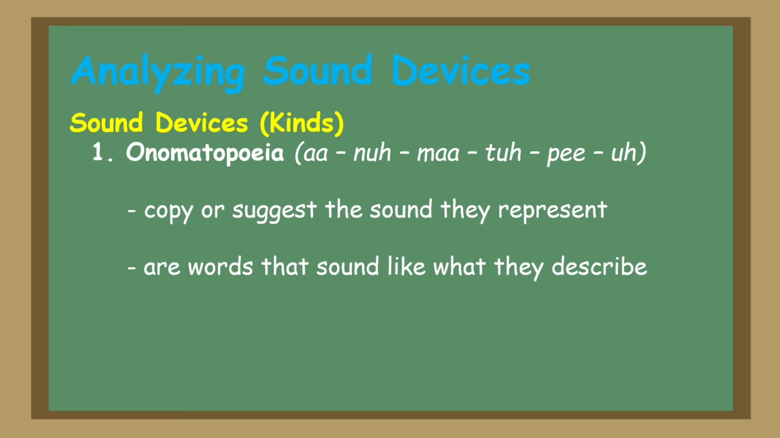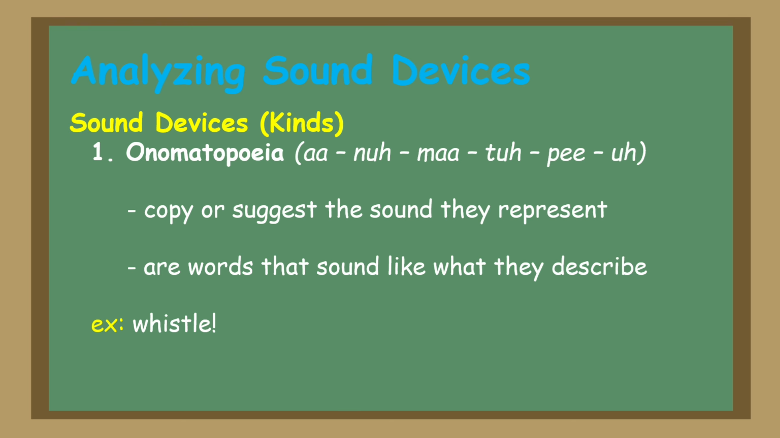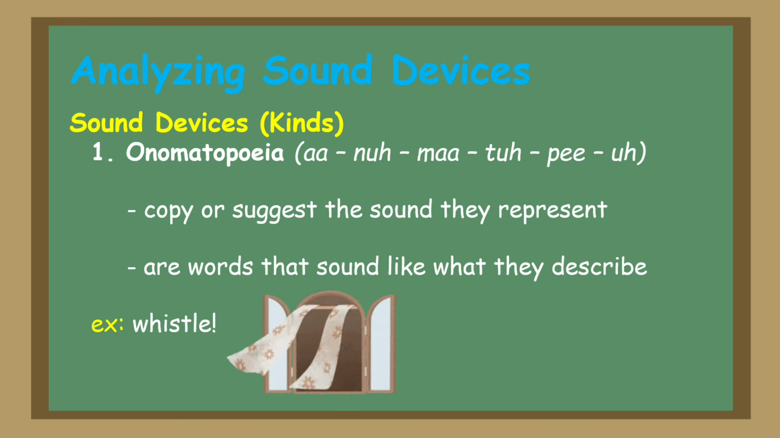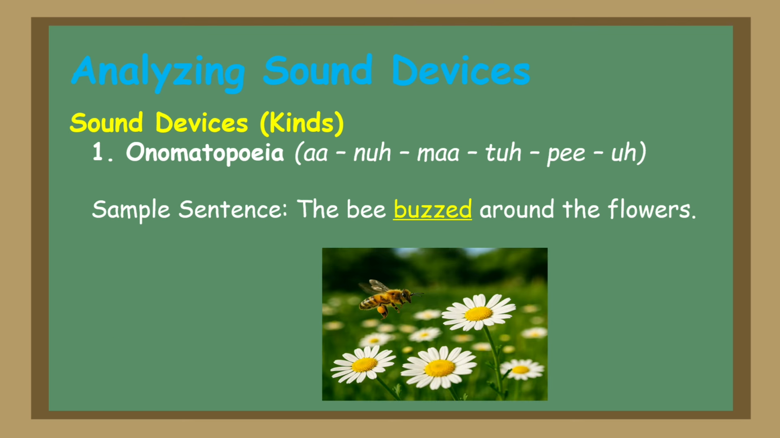For example, splash, whistle, buzz. Diba? Yung splash is tunog talaga ng tubig pag bumabagsak, while whistle naman is the sound ng hangin na parang sumisipol. Of course, you are all familiar sa tunog ng bee. Right. Buzz nga ang tunog niya. Ngayon naman, let's use one of the words in a sentence. The bee buzzed around the flowers.